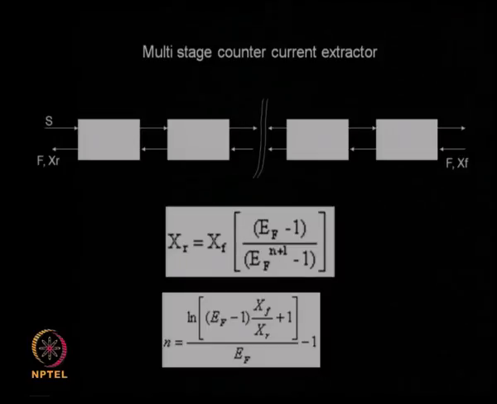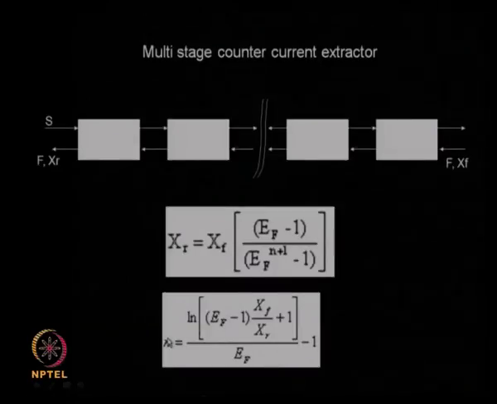So if I say I want to reduce the concentration in the fermentation broth from 10 millimole per liter to 1 millimole per liter using a solvent of so many liters, if I know the K value, how many stages do I require in a countercurrent extraction system? So I can use this equation and calculate what will be my N, that is, the number of stages.